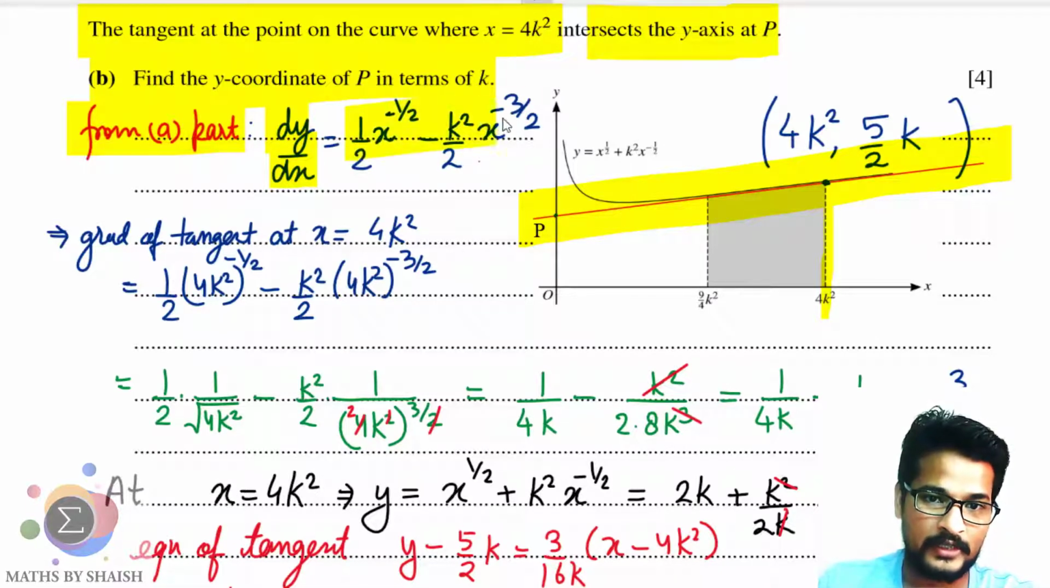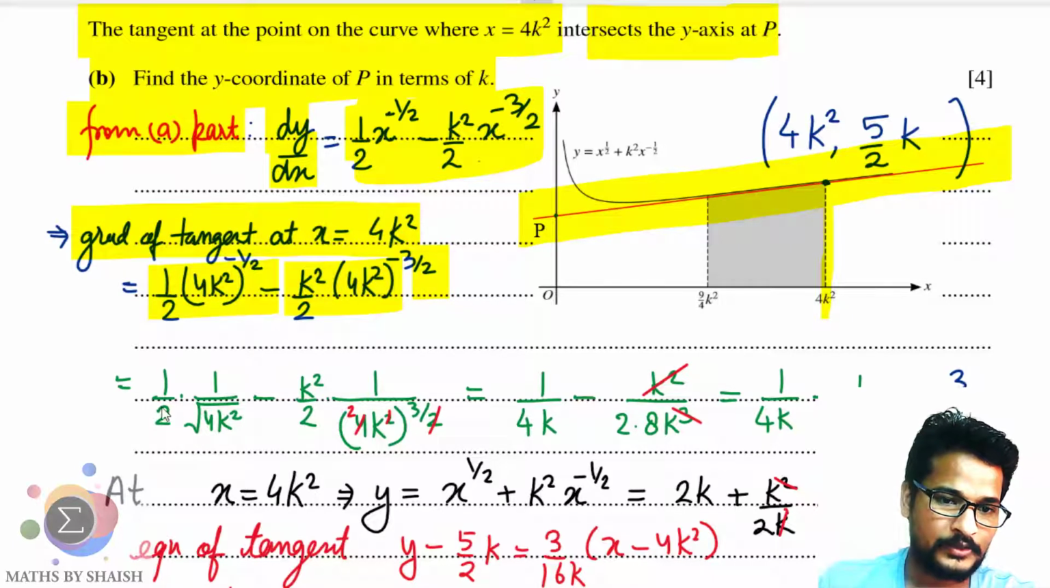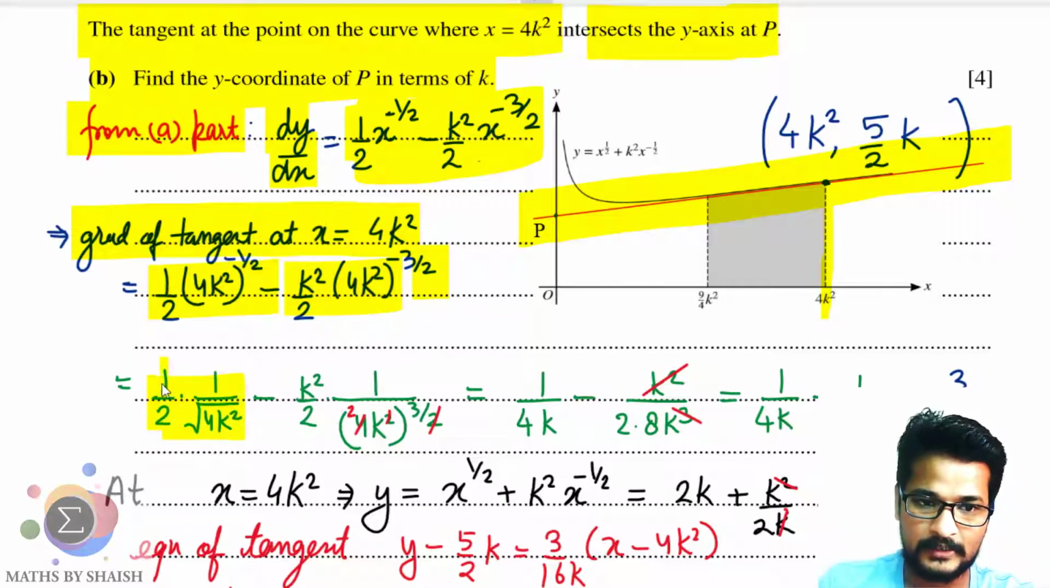So dy over dx we have from the first part, and then the gradient of the tangent at x equals 4k square. We are going to find the gradient of the tangent at this point, so we'll simply substitute x by 4k square. That is going to be minus k square upon 2, 4k square, and minus 3 by 2. And then it is 4k square negative, so we'll make it positive by sending it to the denominator, and then we can do the simple calculation.